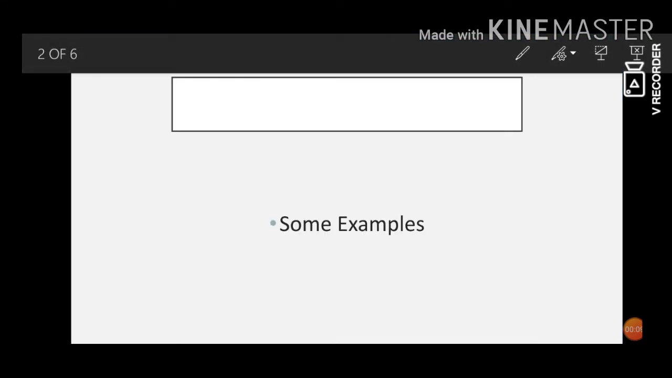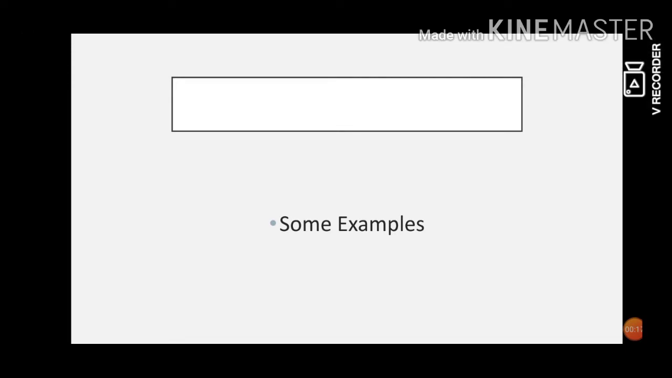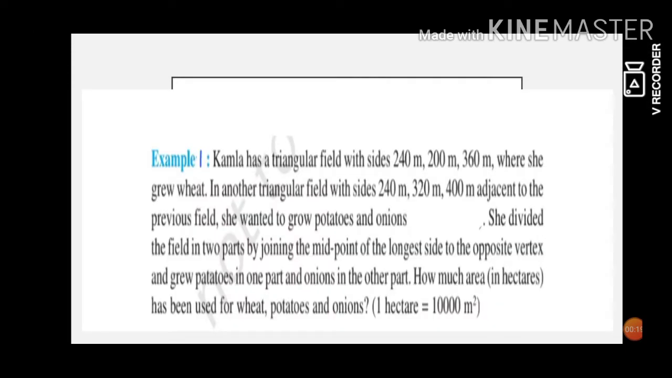Good morning, students. Today we are going to discuss some examples from Heron's formula. These examples are a little bit complex compared to what we have done previously. So let us see one example today. The question that we are going to see is this one.